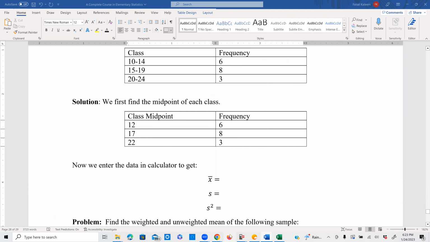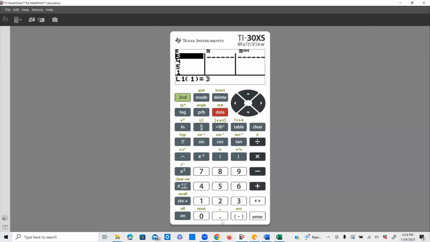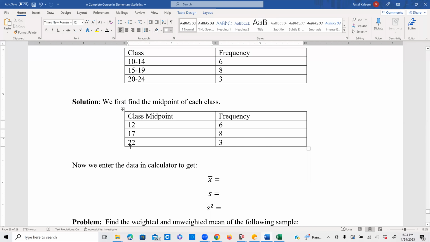And then we will demonstrate how to do it in the MultiView calculator. So the 12, 17, and 22 is our main data. So we will first clear the previous data by hitting the data button, and once it's on clear L1, we enter. And that clears any previous data. And now let's go back to see what the data was, and it was 12, 17, and 22.